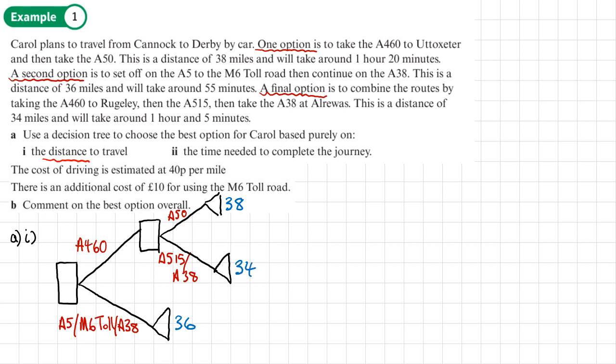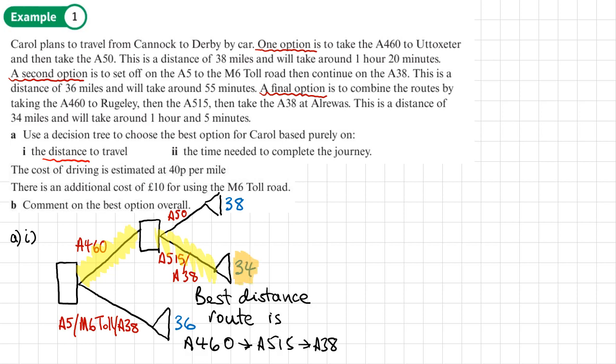So when we draw one of these decision trees, the payoff is written next to, on the right hand side of the payoff end node. Okay, so what we need to do is to choose the best option. Now based on distance, the best option is going to be the one with the lowest distance, and that's going to be this route here, which I'll highlight in yellow, and we'll just write that down. So best route in terms of distance is the 460, the A515, A38, and that's a payoff of 34.